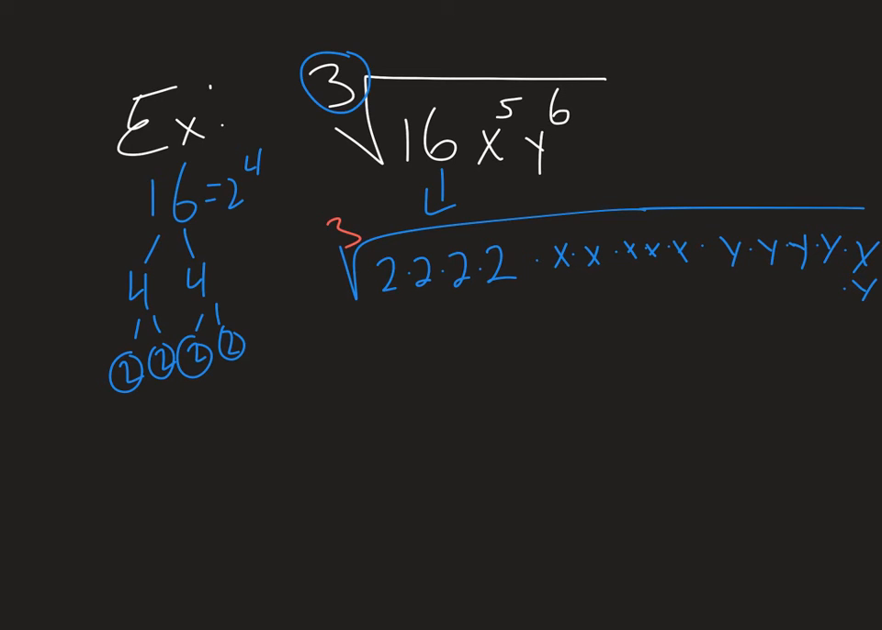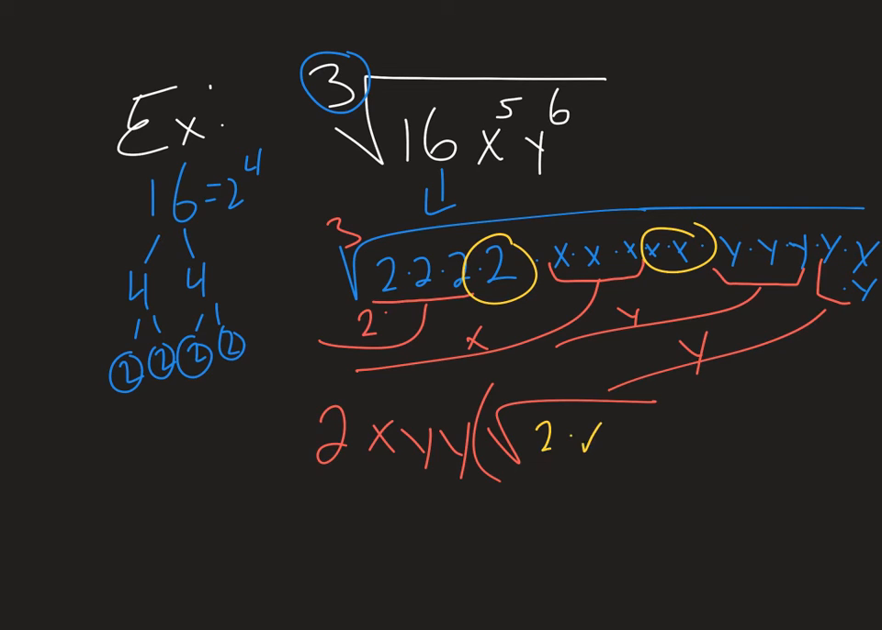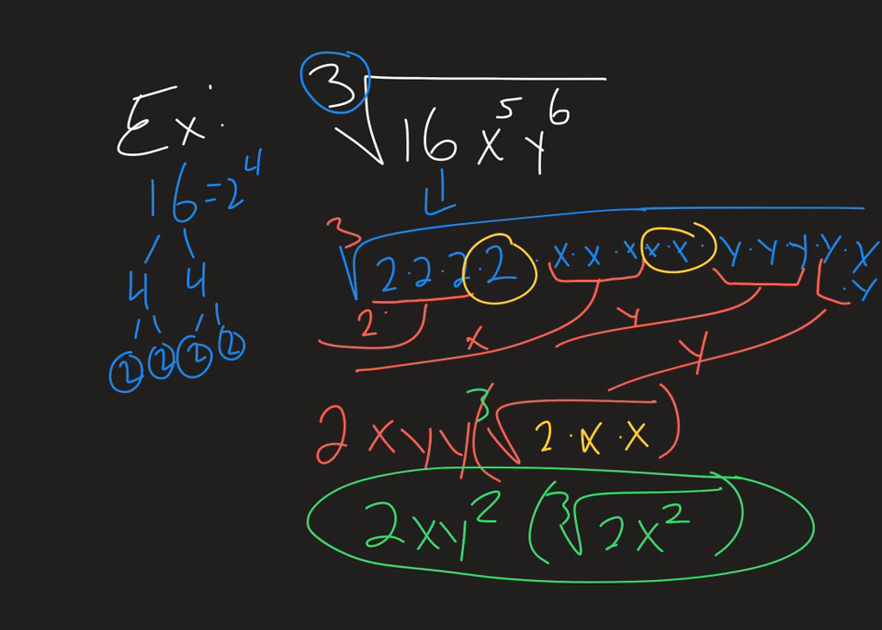Since we're talking about a cube root, 3 factors is what's required. So I can pull out 3 of these 2's to make 1 outside the radical. I can pull out 3 of these x's to pull out 1 x out here, leaving me 2 underneath, so those 2 have to stay. And then I've got 3 y's and also 3 more y's, so I can pull out a y and another y. In essence, I'm pulling out 2xy times the cube root of whatever's left, which in this case is a 2 and 2 x's. We can rewrite this as 2xy squared times the cube root of 2x squared. And this is our simplified expression for this radical.